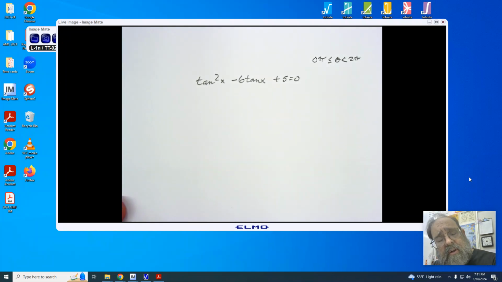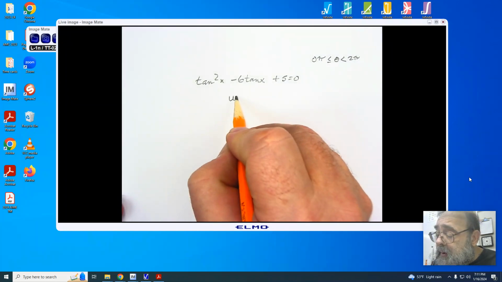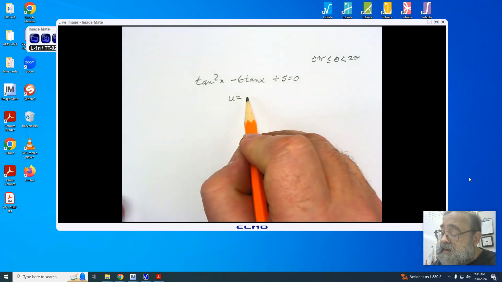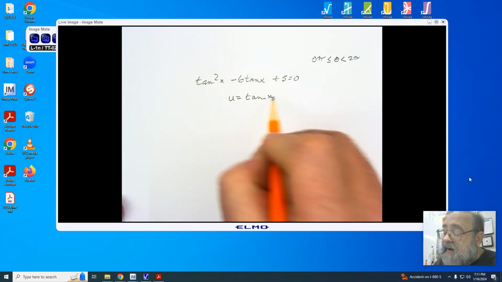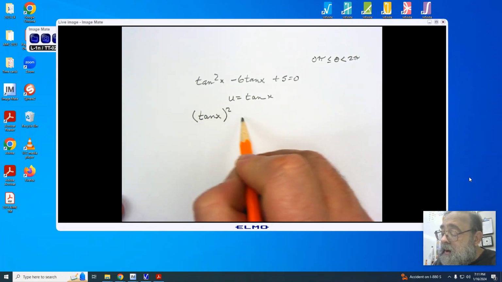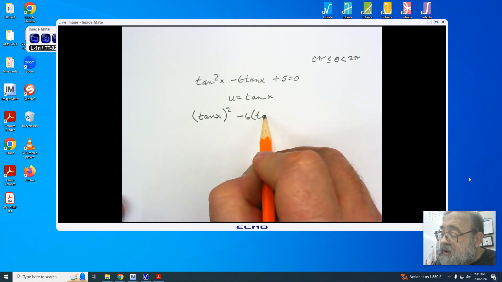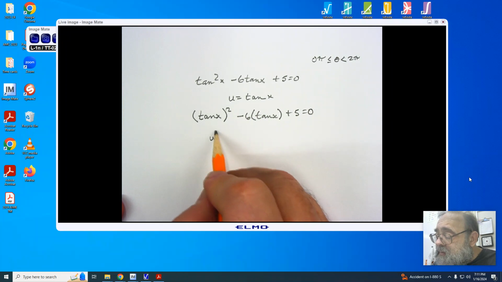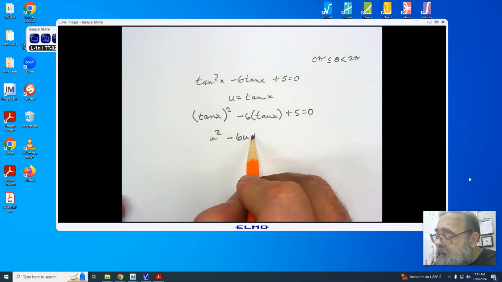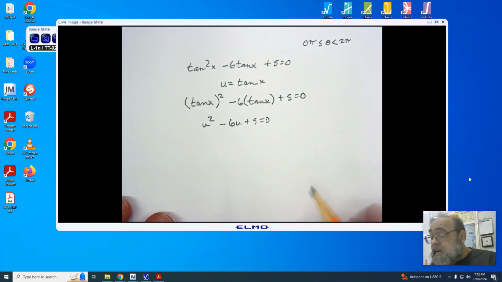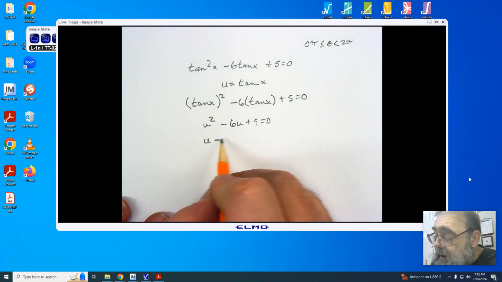I just don't. So I'm going to use the dummy variable u. I use u when I'm replacing expressions, and I use alpha when I'm representing angles. So in this case, I'm going to let u equal the tangent of x. Since we have tangent of x, the quantity squared, minus 6 times the tangent of x, plus 5 equals 0, I can just replace it entirely. And you'll notice I now have a function that I can work with. And it factors quite nicely.